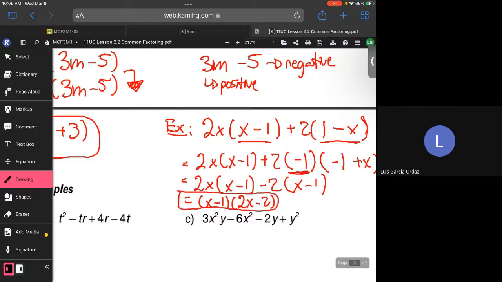It's probably going to take a bit of getting used to this. So whenever two brackets are not the same, you can always try factoring a negative 1 from the second one to see if it ends up working. How is it 2x minus 2? Because when I take out the negative 1, I have to multiply the 2 that was already here by negative 1 as well. So 2 times negative 1 gives me negative 2.